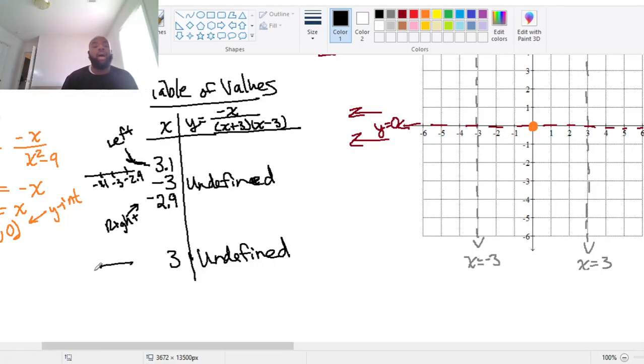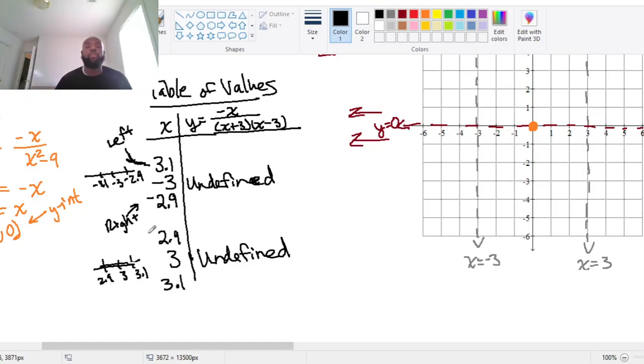When I go the opposite direction, we get 2.9, 3, 3.1, right? So I'm going to use 2.9. That's my x approaches 3 from the left. And then I'm going to use my 3.1 as x approaches 3 from the right.